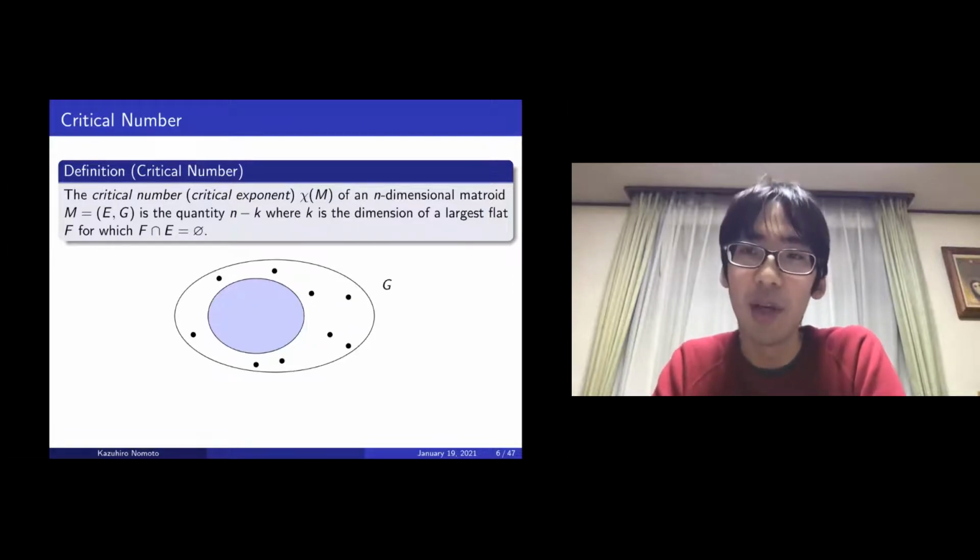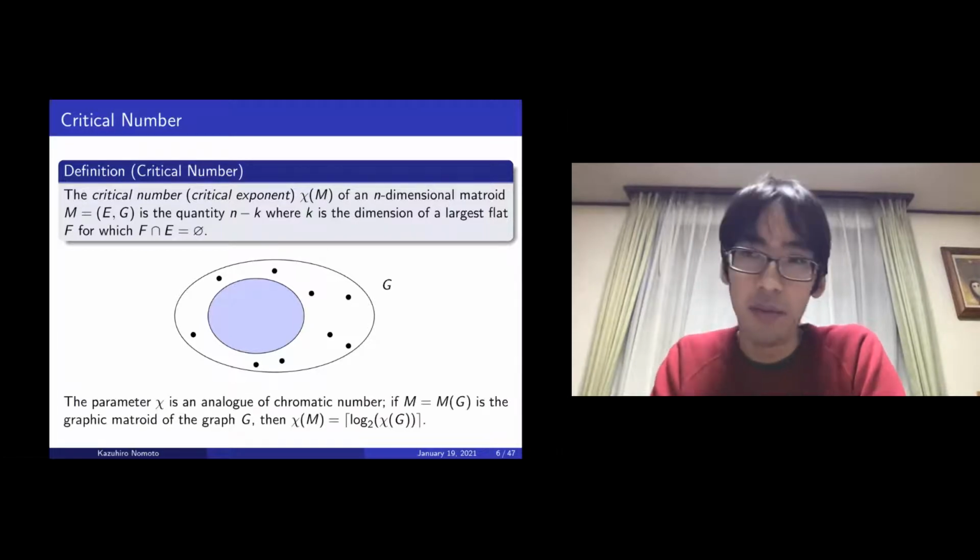So here's a picture. What I'm doing is that this blue blob is the flat I'm trying to find, and the larger the better. When I found this really large flat, which avoids all these points, so these dots correspond to points in my matroid, I'm simply going to take n minus k, where k is the size of this blue blob. So if k is large, meaning that this blob is huge, then chi will be small. In the most extreme case, if you're starting with a projective geometry as your matroid, then k is going to be 0.